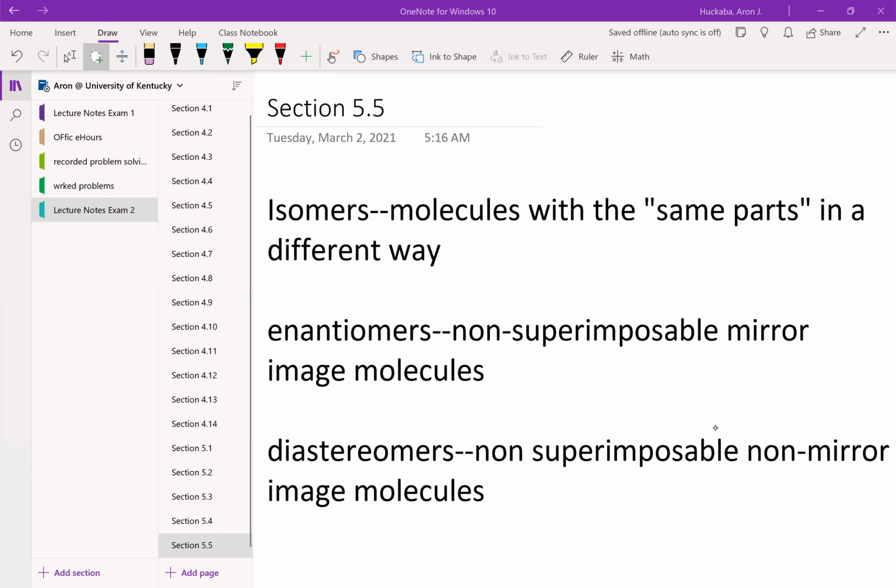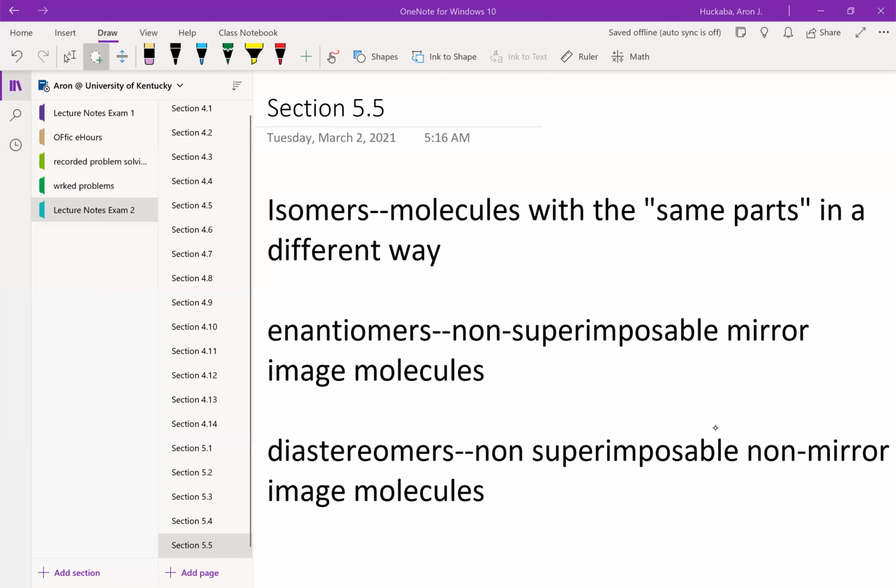So first, let's go back and remember a little bit about how we defined what an isomer was. Remember that isomers are molecules that have the same substituents or parts connected in a different way somehow. And of the isomers, we already knew about constitutional isomers, the ones that had the same molecular formula but different connectivity. And we also learned in section 5.2 about enantiomers, which are non-superimposable mirror image molecules.